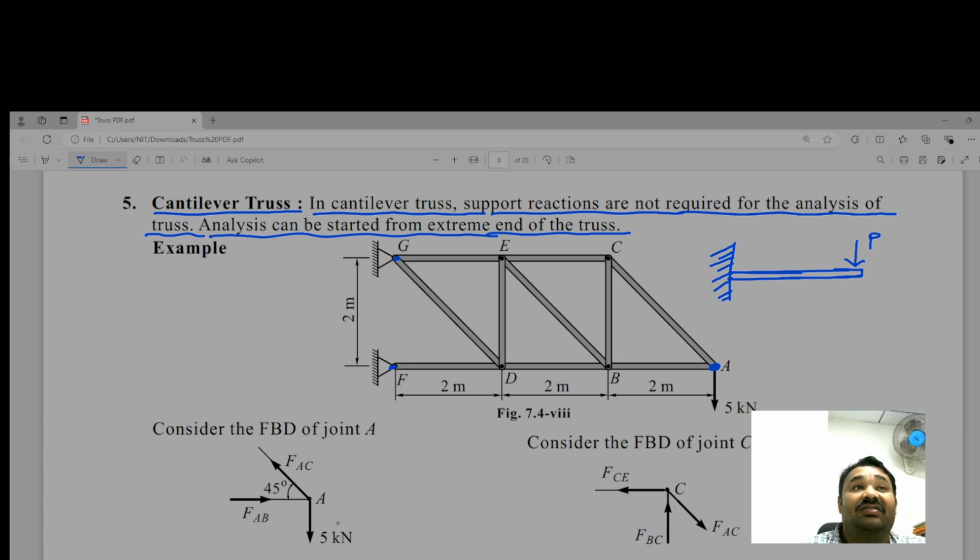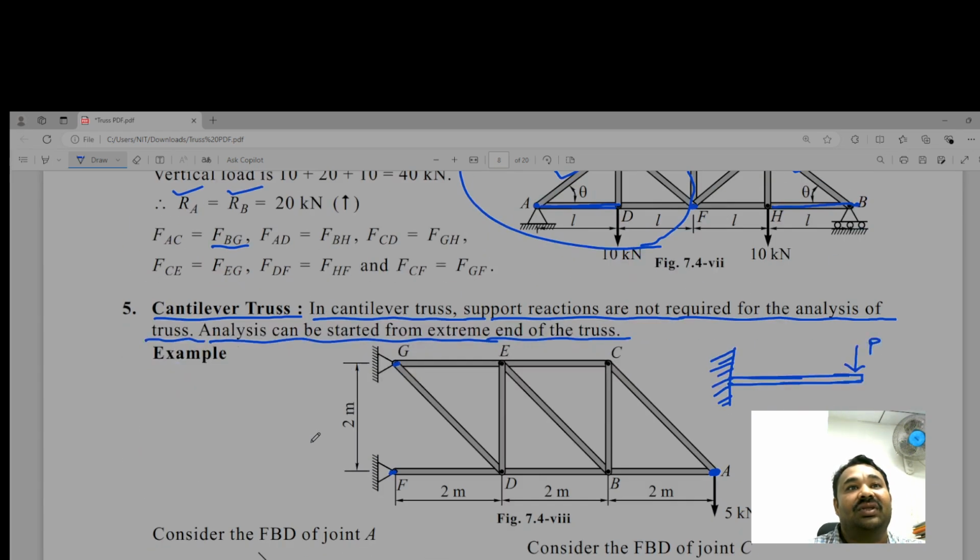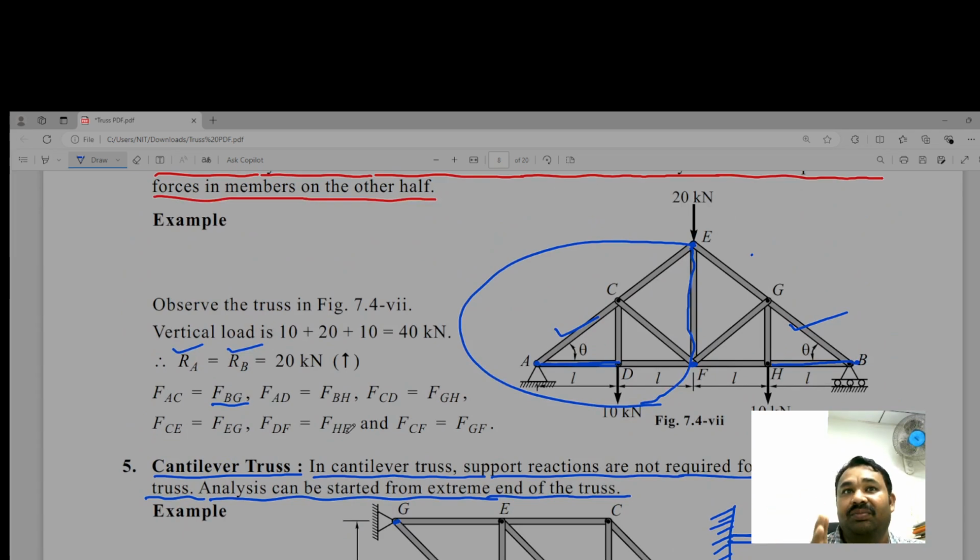So in this way, smartly, we can analyze the truss structure by identifying the zero force members, by identifying the collinear members and pairs of collinear members in the structure, and by identifying whether the cantilever truss is there, then from where we have to start our calculation. No need to calculate the support reactions. And also, if a structure is symmetric, we need to find the forces in half of the members, and the other half will be the same. Okay, as we have discussed.